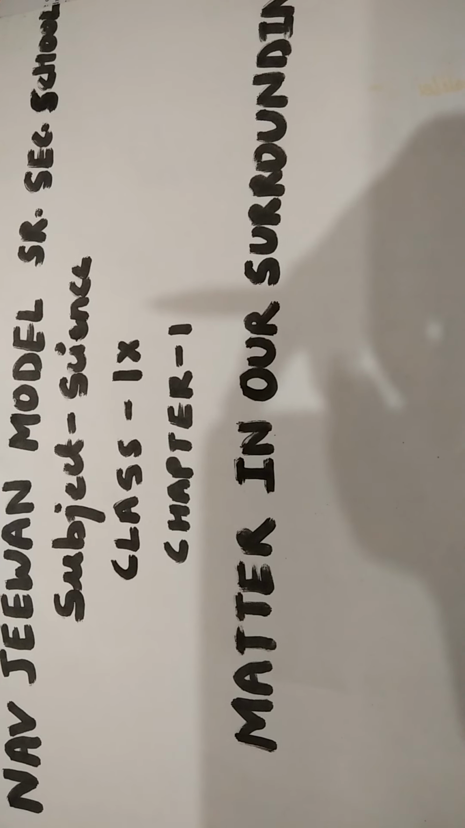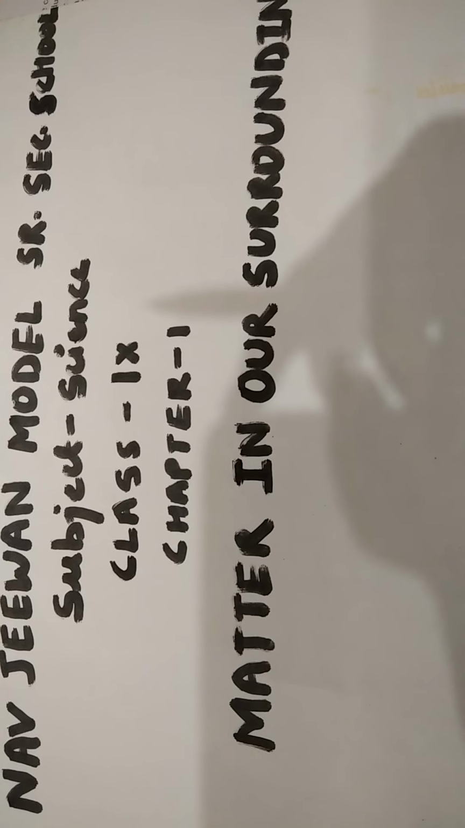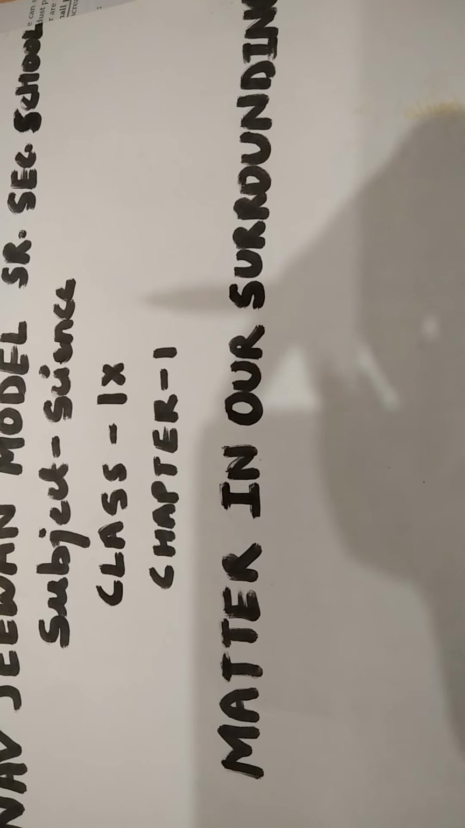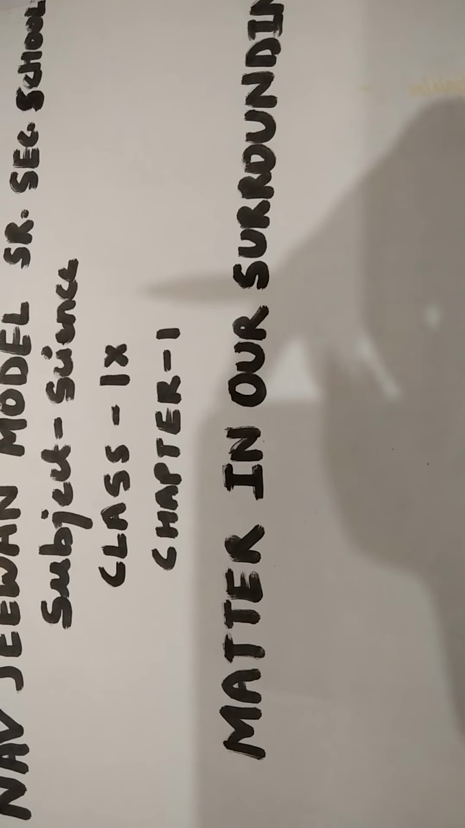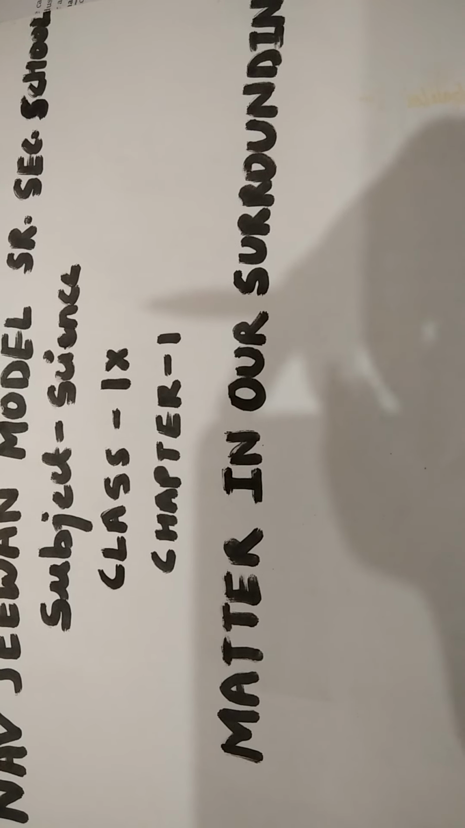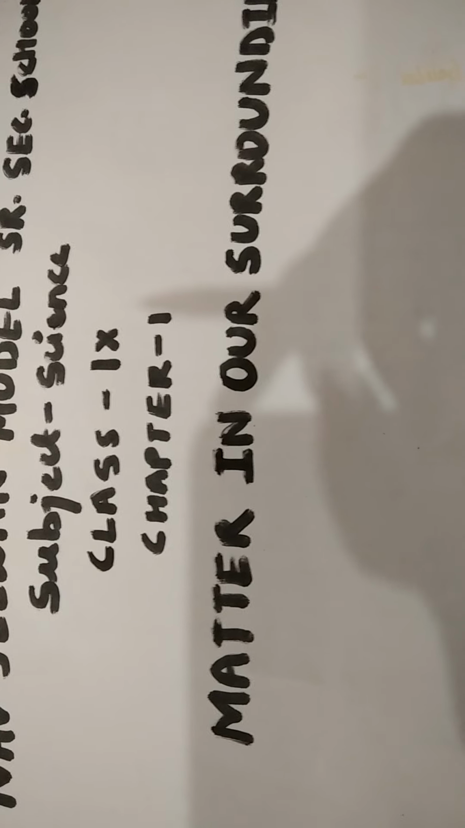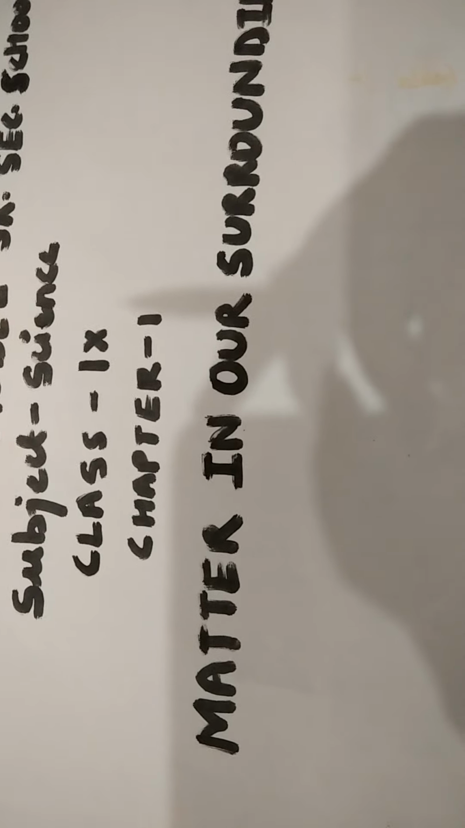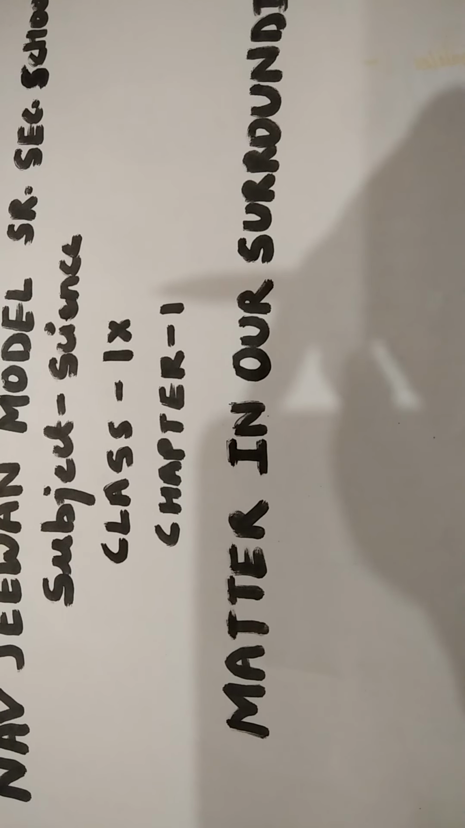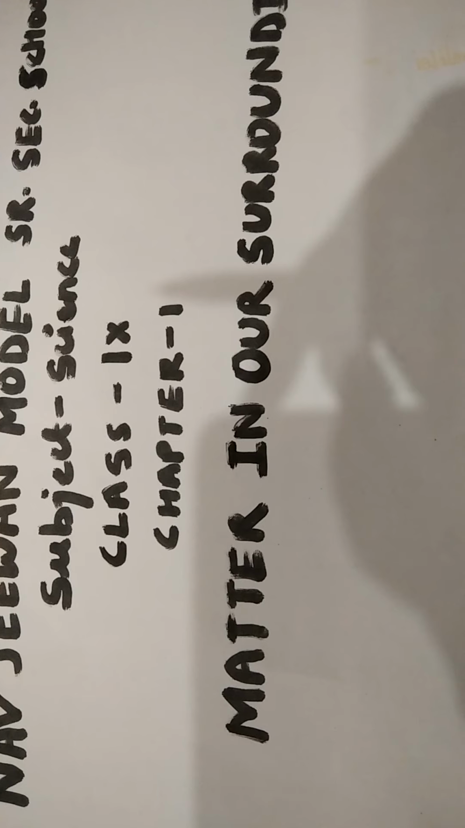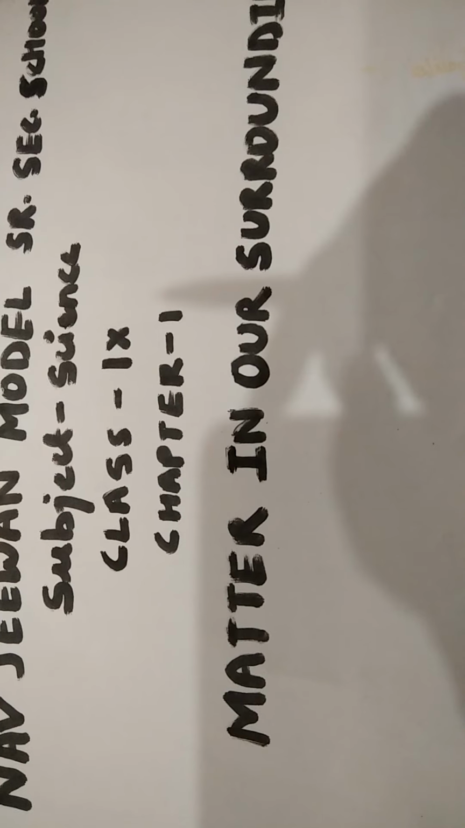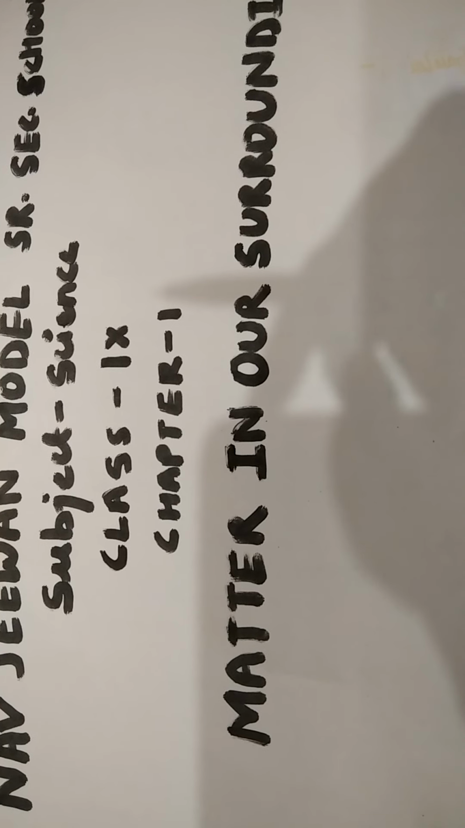Today we are going to do class 9th, chapter 1, Matter in Our Surroundings. So students, in class 1st, I told you what is matter, and from there we know that matter is something which occupies space and has mass. And we also know there that matter is made up of very small particles. That means particles combine to form the matter.